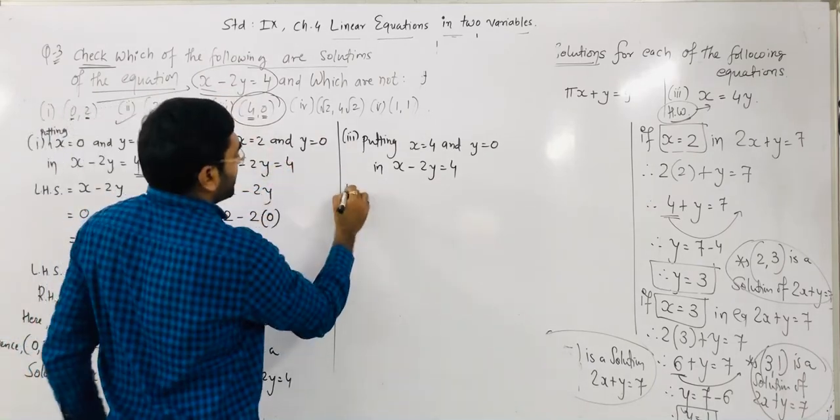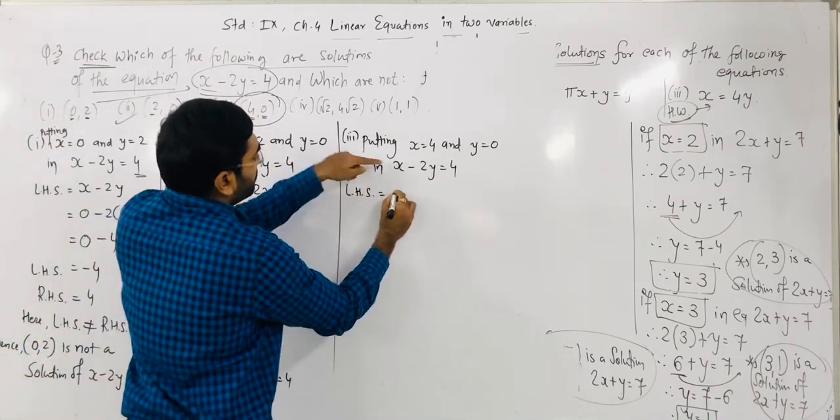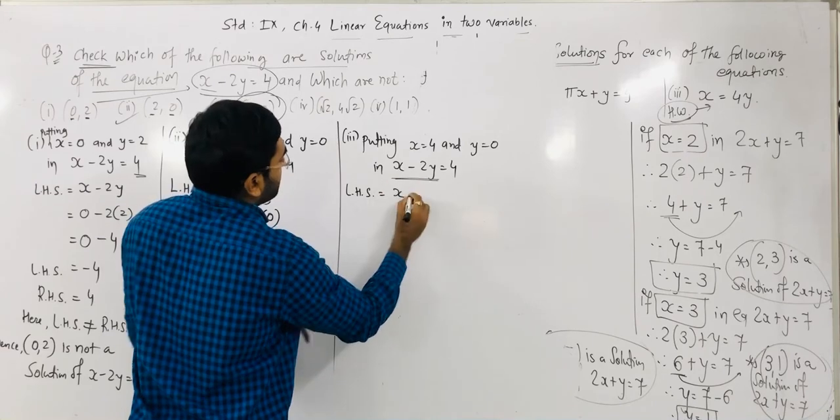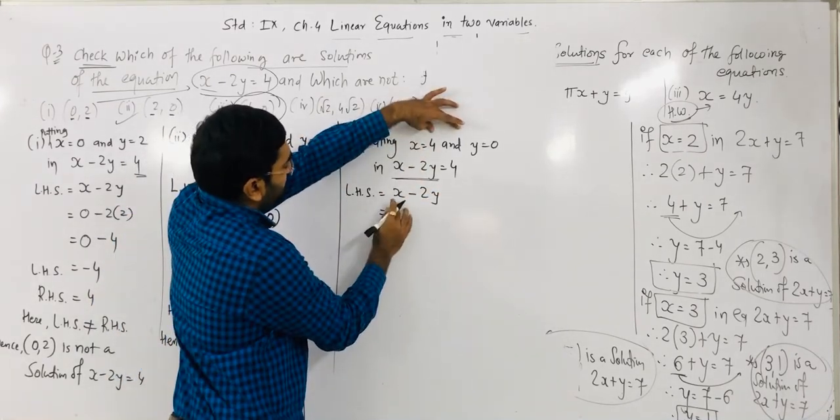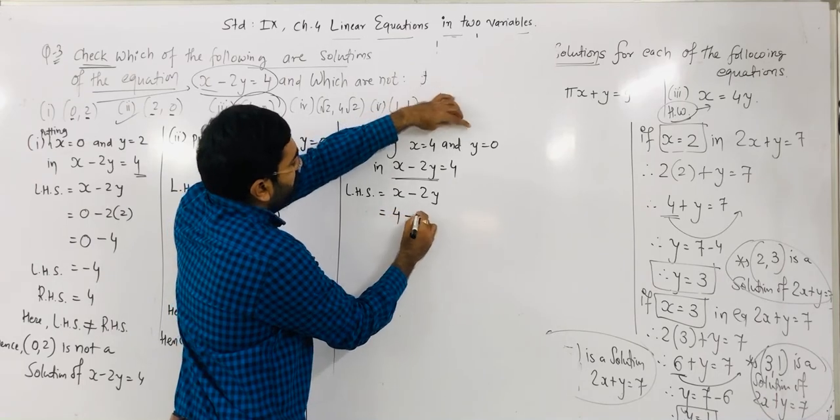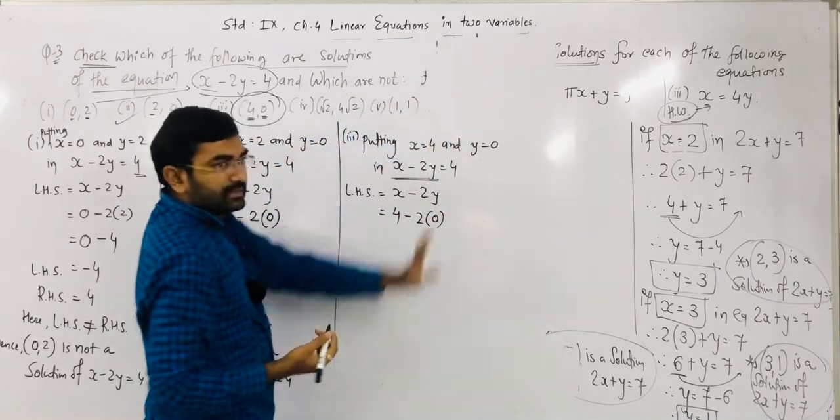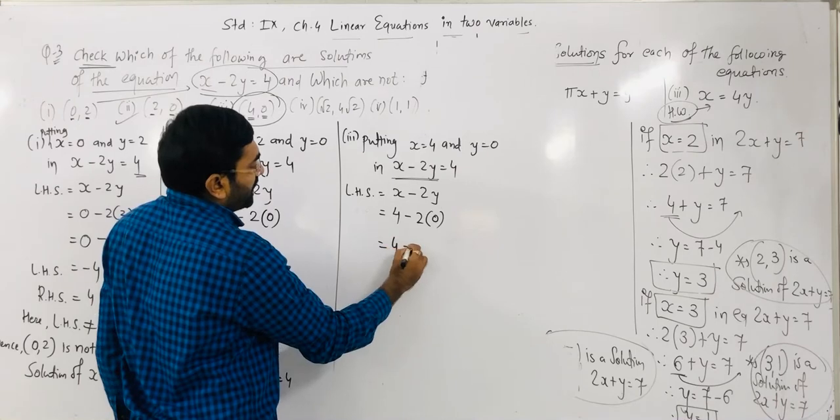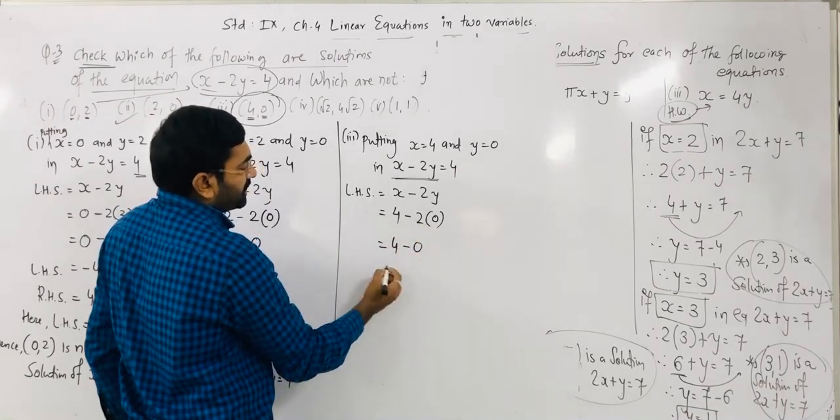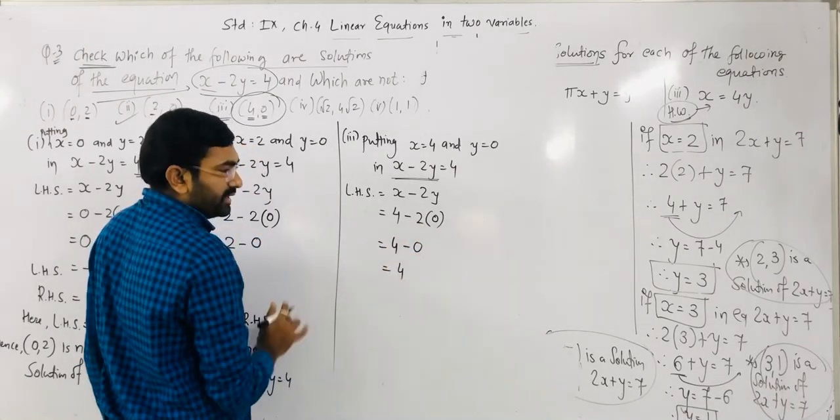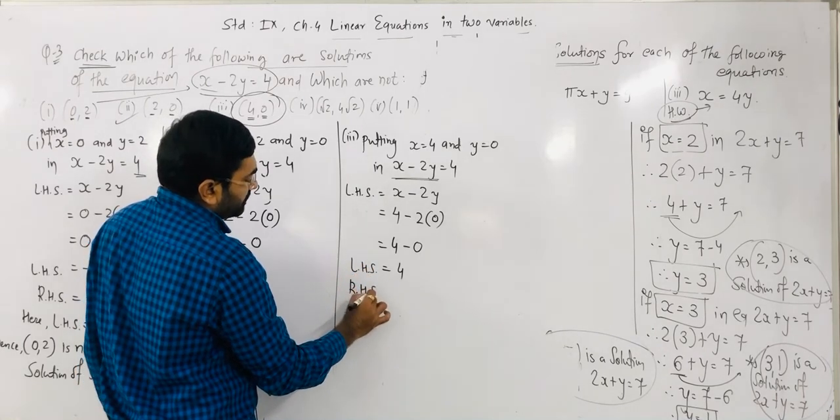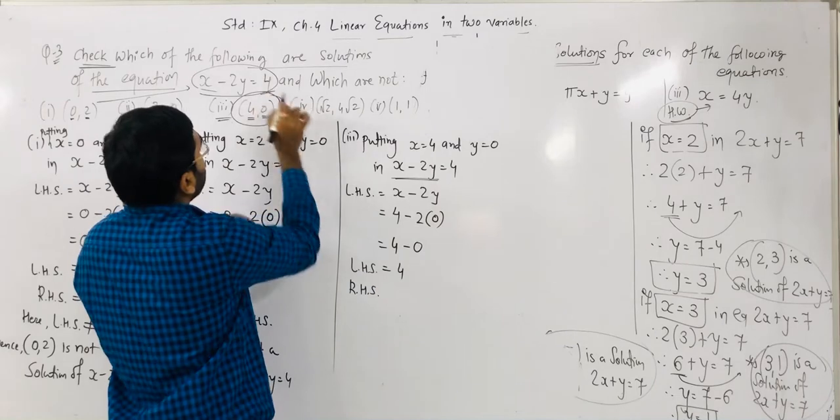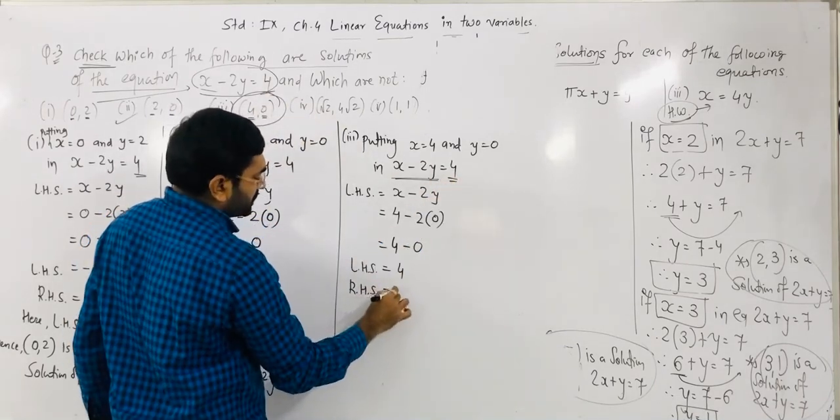So what do we get on the left hand side of the equation? The left hand side is x minus 2y. In that I put the x and y values: 4 minus 2 into 0. 2 into 0 means 0 only, so I get 4 minus 0, which means 4. This is our left hand side value. And the right hand side of the equation is always given here as a 4. So it is equal to 4.